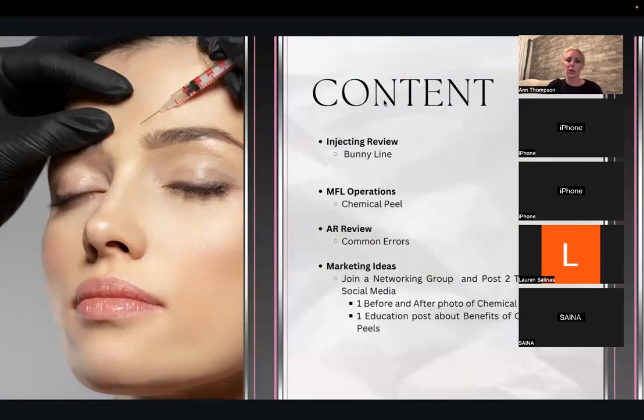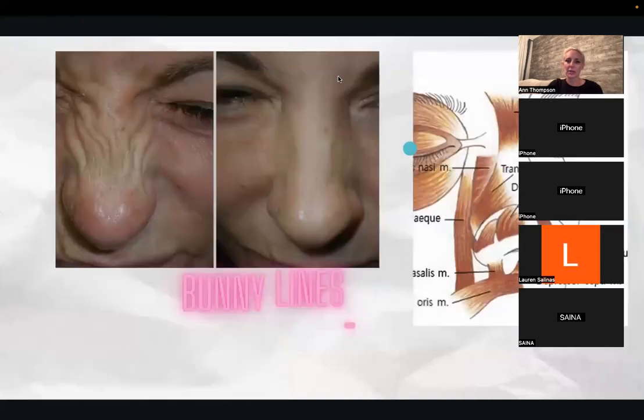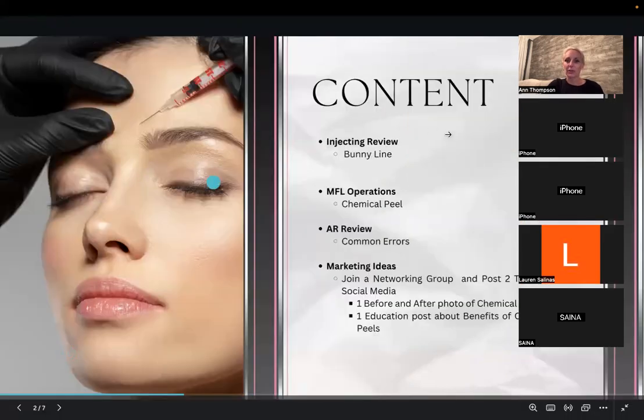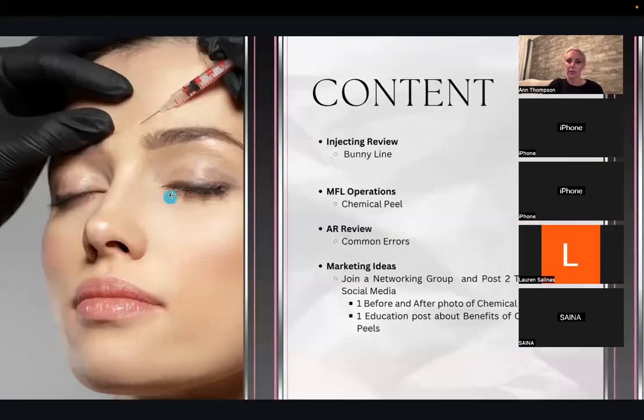So today we're going to be going over bunny lines, how you inject them, what they are, what they're caused by. We're also going to be going over the chemical peel that we carry, which is called the Perfect Derma Peel. We're going to go over the chemical peel. After you do this chemical peel call tonight, then you will be able to order the chemical peel and start offering it to your patients. And then we're also going to go over some common errors with aesthetic record, and then we have our marketing homework to go over.